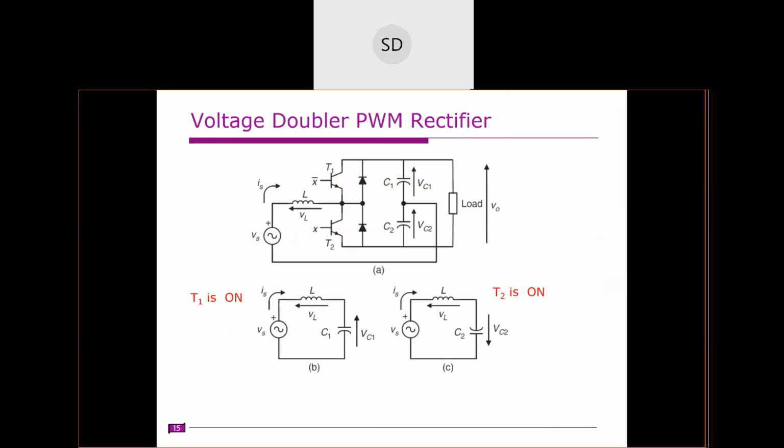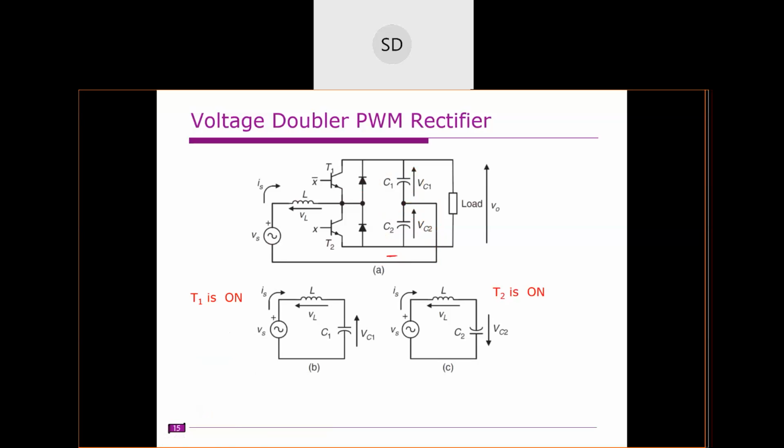We have this other topology, that is the voltage doubler circuit. The circuit topology is simple. It is like this. It is the same as the PWM rectifier. In case of the PWM rectifier, we used the full H bridge. Here we use only the half H bridge. This is one phase leg. The remaining phase leg is composed of two capacitors, and the midpoint of these two capacitors is connected like this to the AC source.